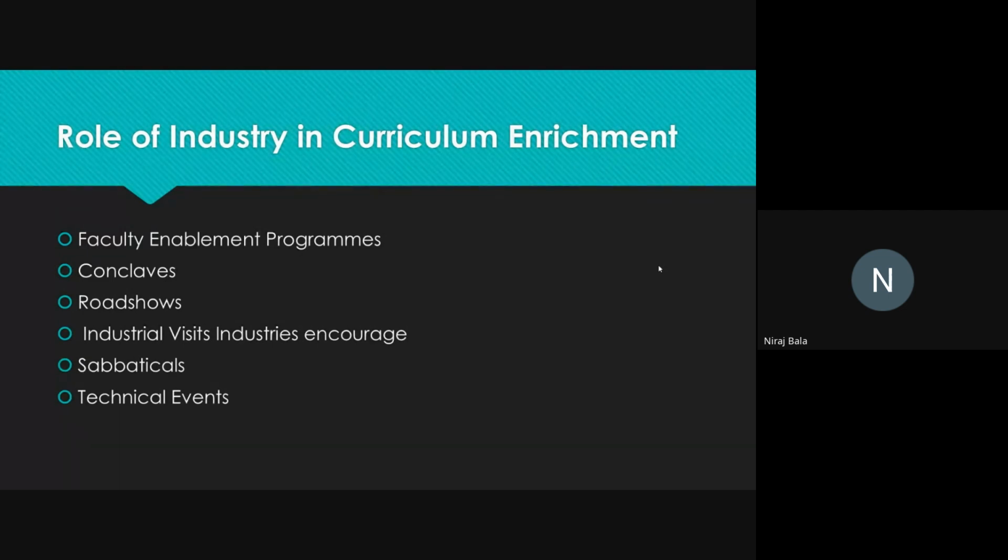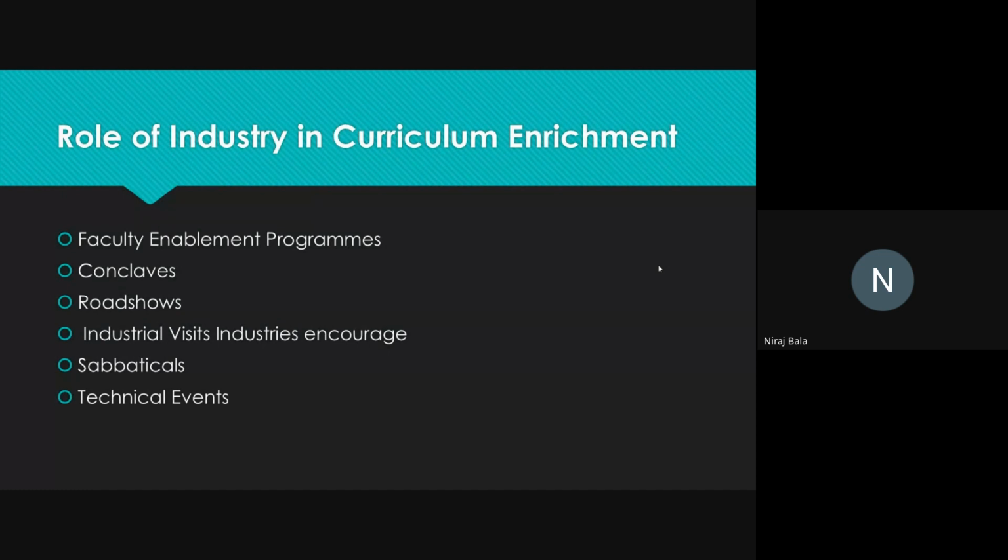Then they conduct certain conclaves, and you must have seen that sometimes they do some road shows. They come to the institutes and they do some road shows to give you a know-how of the latest which is occurring in the industries. Then industrial visits, industries encourage industrial visits, so that the students as well as the faculty can know what is actually happening on the floor in the industry.